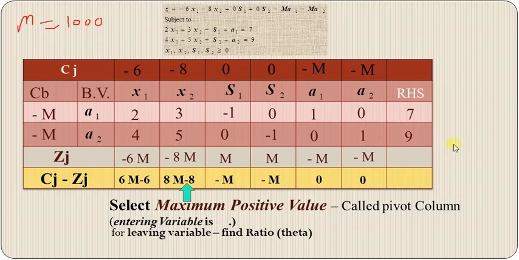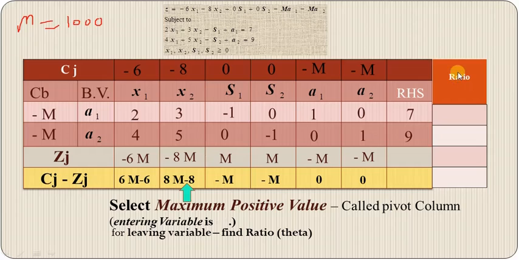Now for leaving variable, find ratio. We have to add one more column here. So we can write ratio here. And how to find out the ratio? For finding the ratio, you have to divide RHS by the pivot column element. Now it's 7 divided by 3. So you can write here 7 by 3.